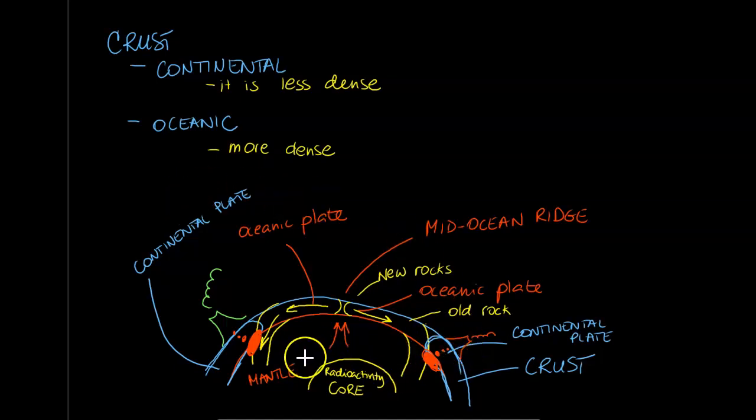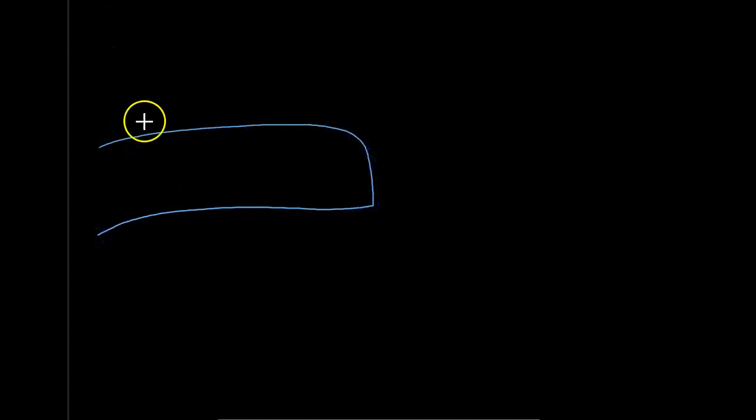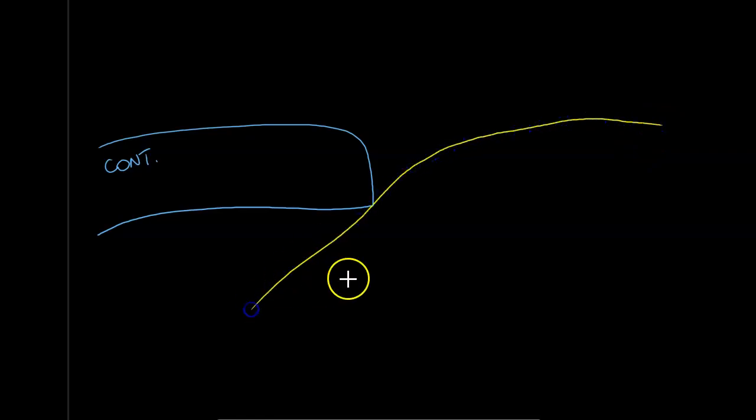So knowing all this, we can look at a couple of other features within our planet. Within this area here, where we have two plates coming together, imagine a continental plate, and I'm going to label it continental plate, with an oceanic plate coming in and submerging underneath.